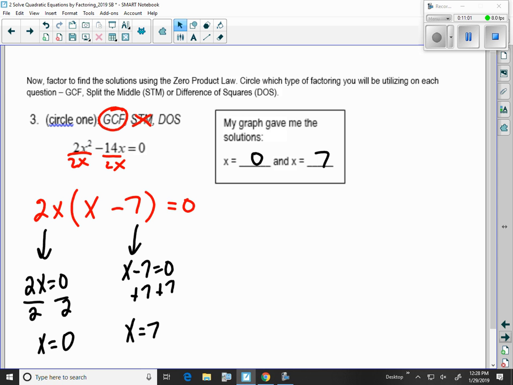Now I'm going to prove that to you by just doing Desmos. I'm going to do it up here. I just want you to see this one because it's a little bit different with that x equals 0.